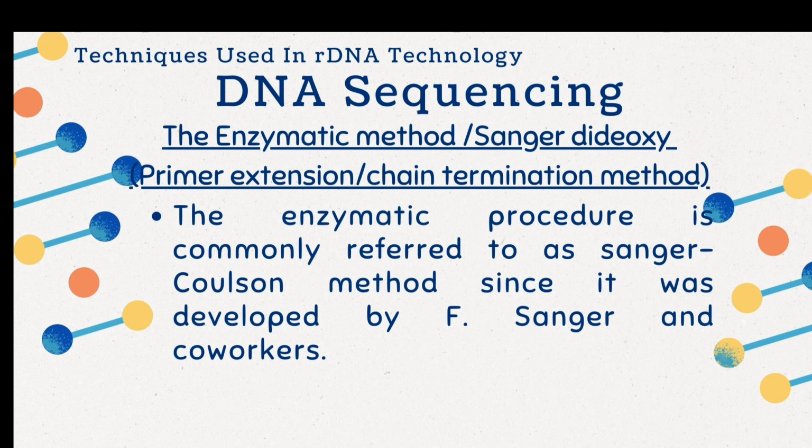So, ito yung process na ginagamit sa sequencing ng DNA. So, itong technique na ito was developed by F. Sanger and his coworkers. And it's often referred to as the Sanger-Coulson method. So, during this procedure, enzymes are ginagamit nila to extend yung primer that binds to a specific region on the DNA strand. So, the primer acts as a starting point, no, for the sequencing reaction.